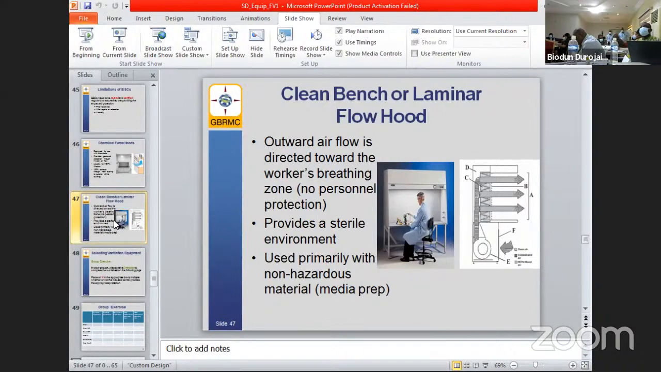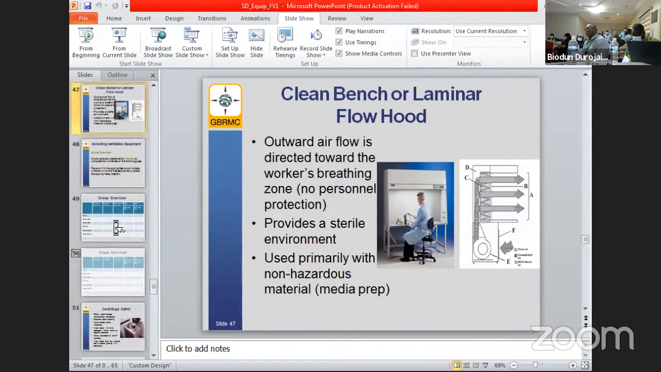It's polluted. So let's look at clean beds or laminar flow hood. You can see the man walking on a laminar flow hood. Outward airflow is directed towards the worker's breathing zone. No personnel protection. It provides a sterile environment, used primarily with non-hazardous material, like when you're preparing your media.